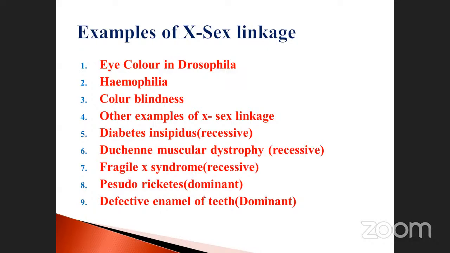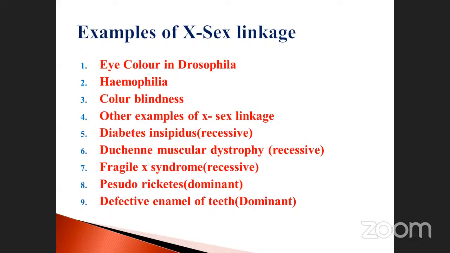What is meant by hemophilia? How many factors are involved in this process? What is meant by hemophilia? It is also on the X chromosome, otherwise called X-linked recessive traits. Note it down, my dear. And here, see, there are so many examples given.